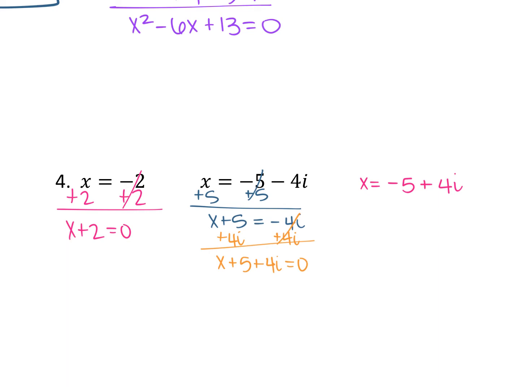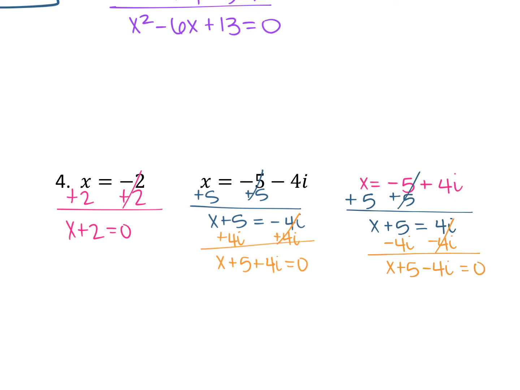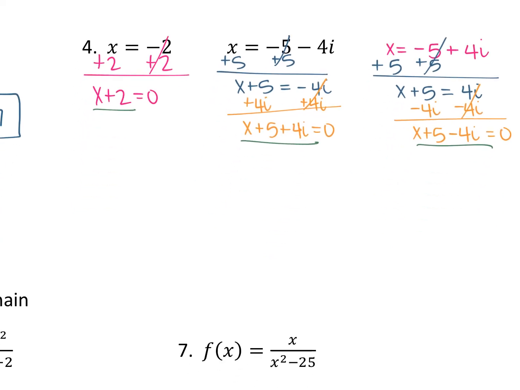From here, we are going to work with the x is equal to negative 5 plus 4i. Move your 5 over like you did on the other. Add it to both sides. You have x plus 5 is equal to 4i. From here, subtract your 4i over. And that's x plus 5 minus 4i is equal to 0. Now you have 3 parts here that you need to multiply together. You have x plus 2 times x plus 5 plus 4i times x plus 5 minus 4i.